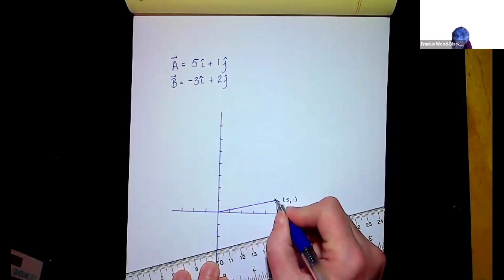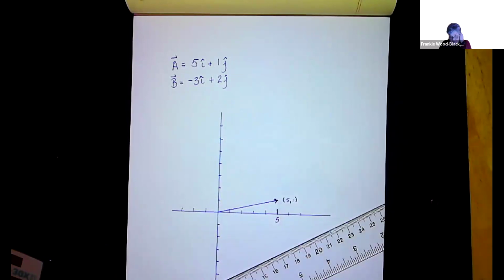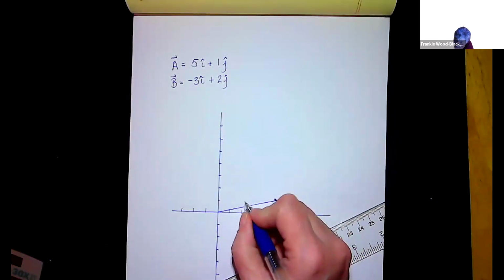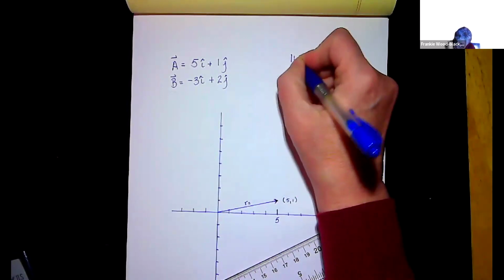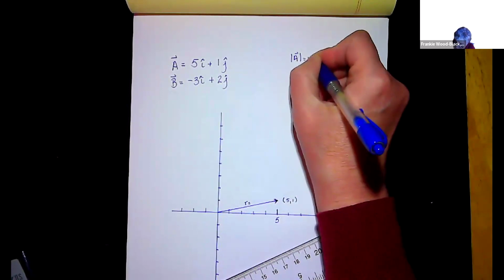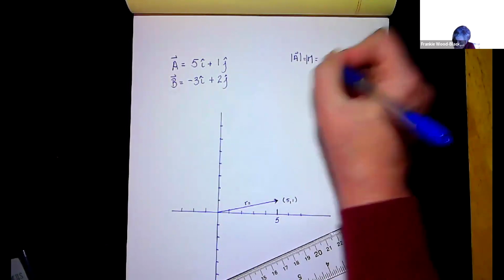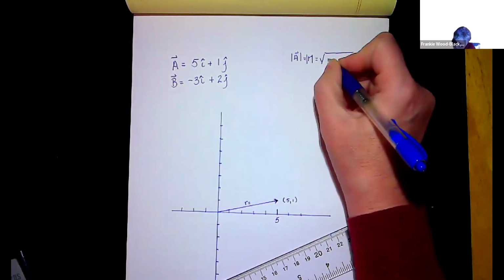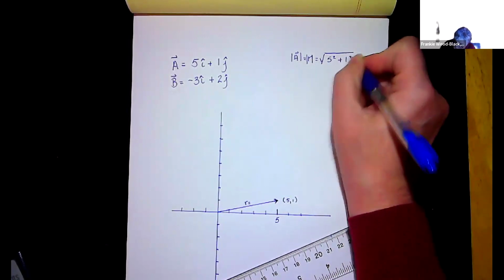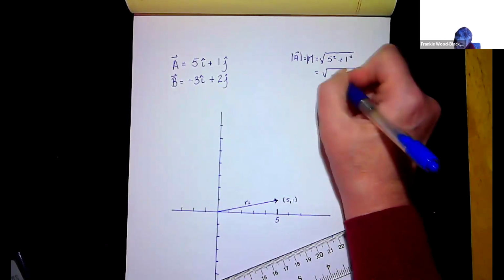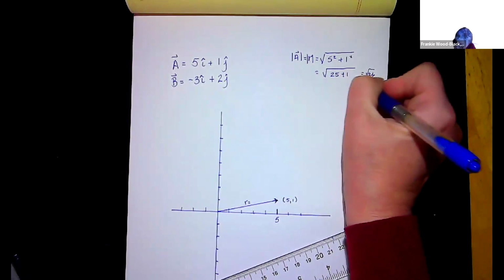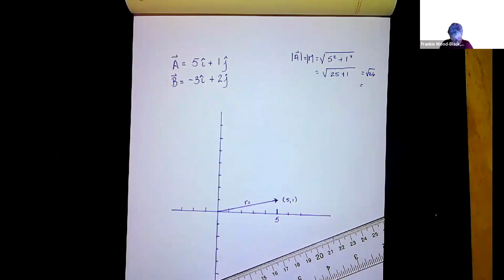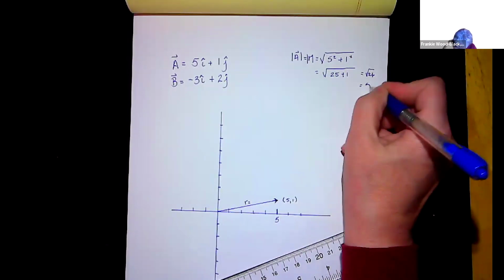Now, what's interesting is I can look at this in a different coordinate system. We can figure out r, which is the length of my vector, the magnitude of A, which is going to equal the magnitude of r. It is the square root of 5 squared plus 1 squared, which is the square root of 25 plus 1. So that's the square root of 26. And if I figure out the square root of 26, that's going to be like 5.1.